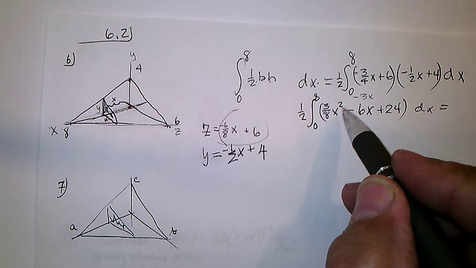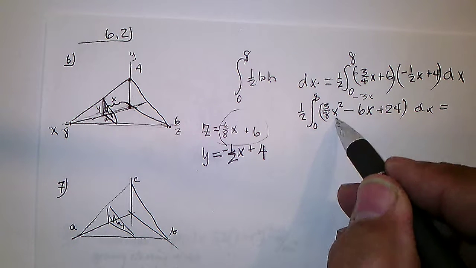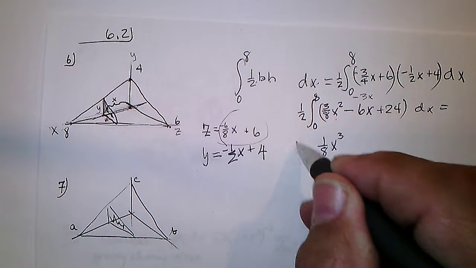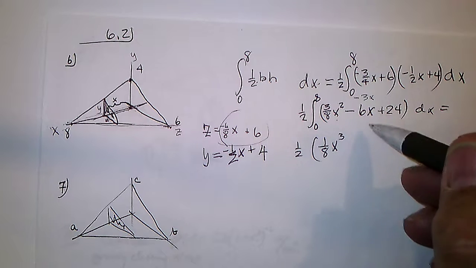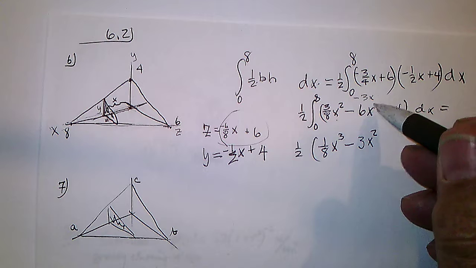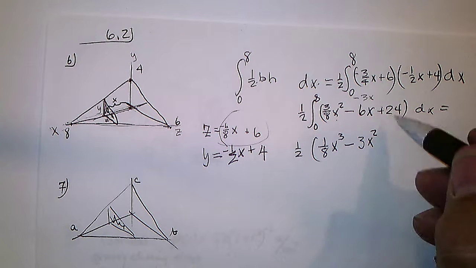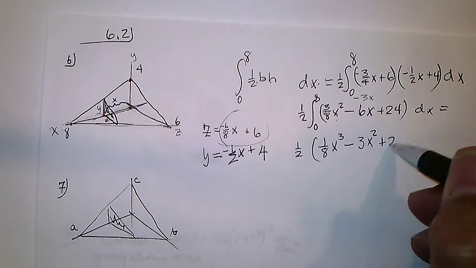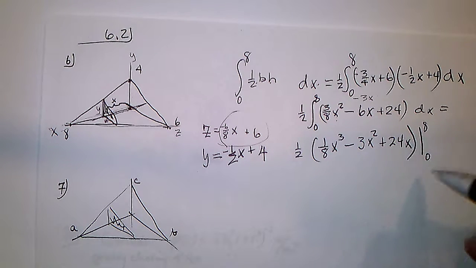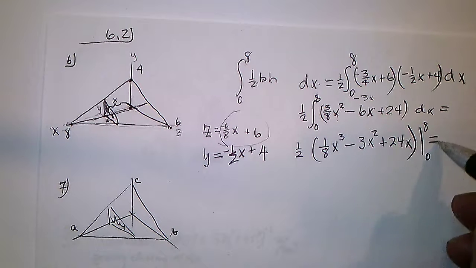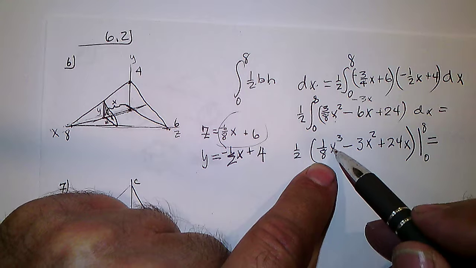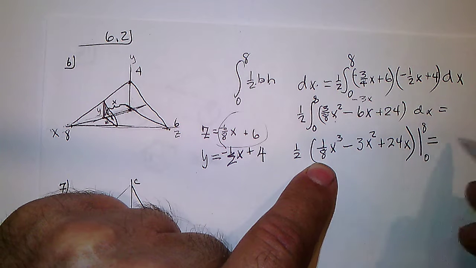So we get, this would go to the third, divide by 3. That would make it 1/8 x to the third. This would be minus 3x squared, because it puts a 2 under the 6, which is 3. And this would go to plus 24x, evaluated from 0 to 8. The 0 is not going to do anything. And so we get 1/8 of 8 times 8 times 8. One of the 8's cancel, and I get 64.